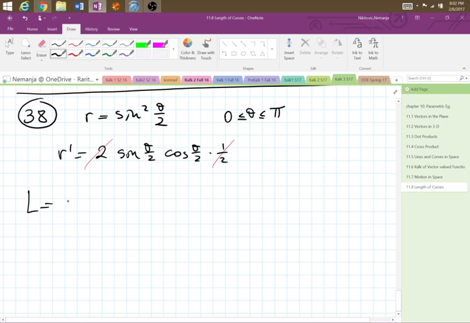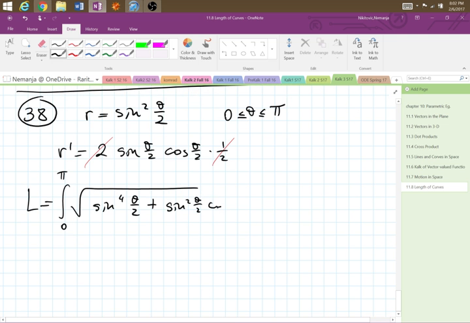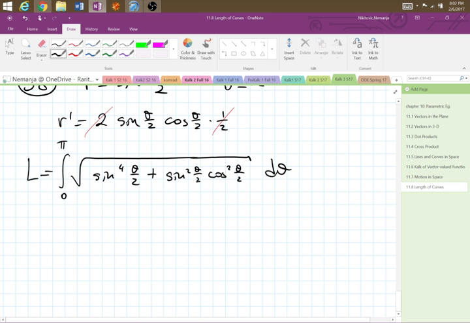So length would be the integral from 0 to pi of the square root of the function squared, which means sine to the 4th theta over 2 plus sine squared theta over 2 cosine squared theta over 2, d theta. Factor out sine squared, which jumps in front of the root. So you have sine theta over 2. And under the square root, you are left with sine squared theta over 2 plus cosine squared theta over 2, which is 1.